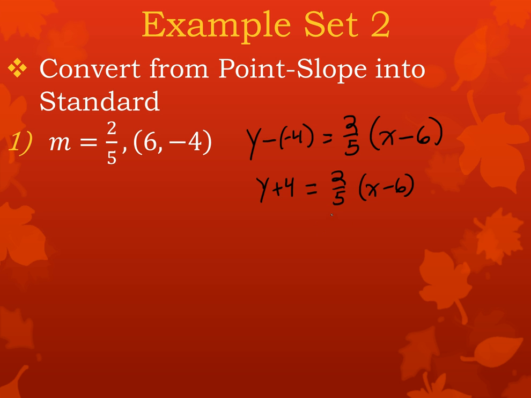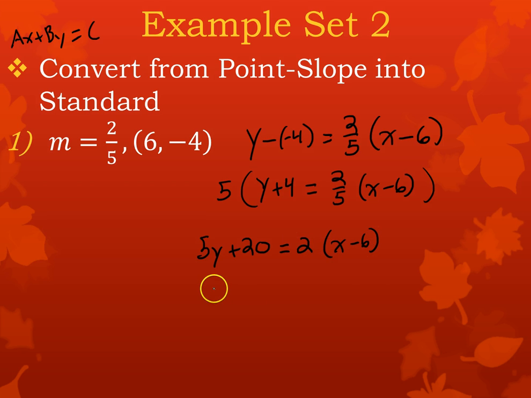So if I want to write in standard form, in this particular case because that's the directions, or in general, what we need to do is, again, standard form is ax plus by equals c. There are no fractions, so I need to get rid of my fraction by multiplying everything by that denominator, 5. So I get 5y plus 20 equals 2 times x minus 6.